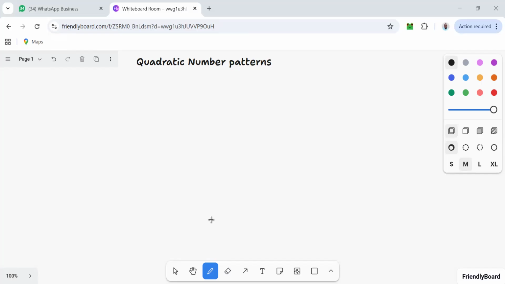Today we are looking at quadratic number patterns. A quadratic number pattern is a general term of the form Tn is equal to an squared plus bn plus c.